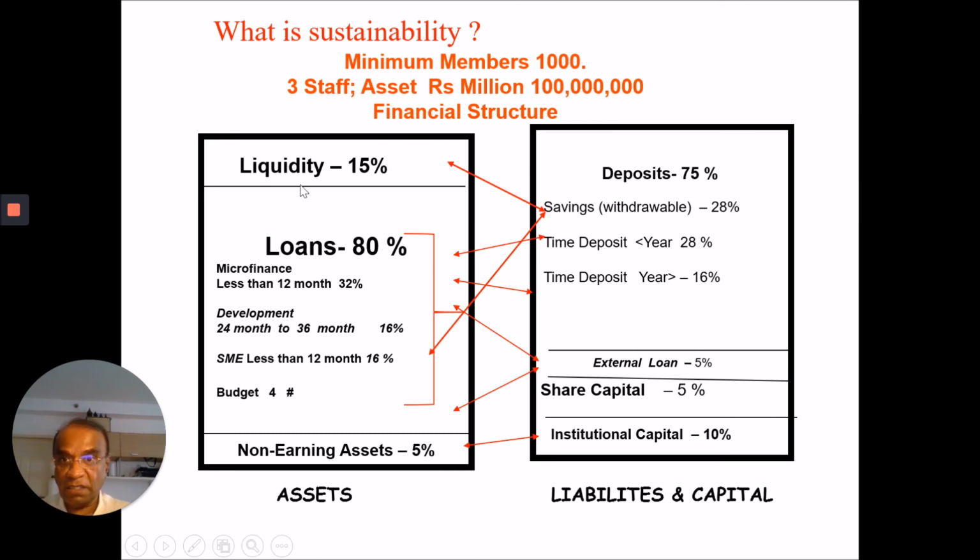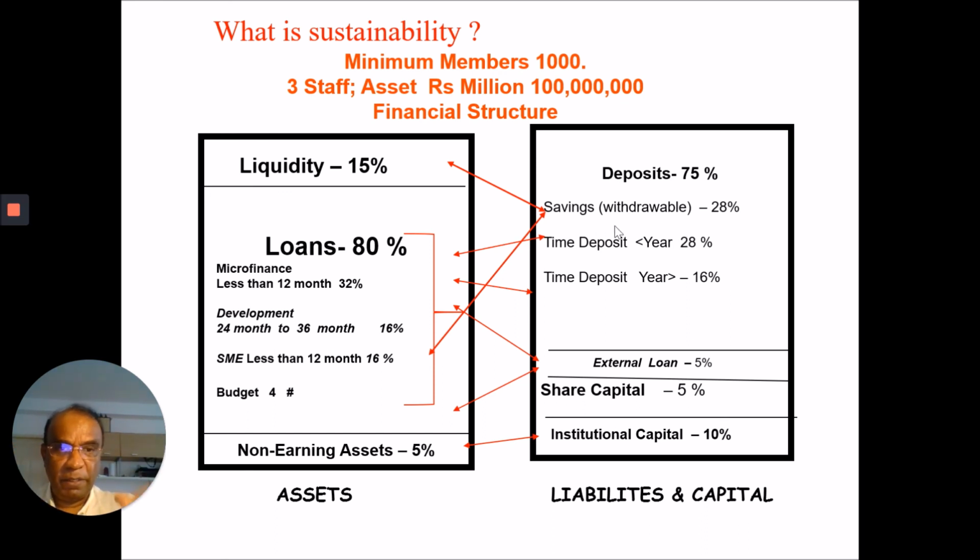So this is the asset size, the liquidity around 15%, and the loan around maybe total loan 80%, non-earning asset 5%. Deposit at 75% to 80%, that's good. And external loan, okay, less than 5%. Share capital should be at least 15%. Sorry, at least 10 to 20, but at least 15. Institutional capital minimum 10%. This is another very important element of this slide.